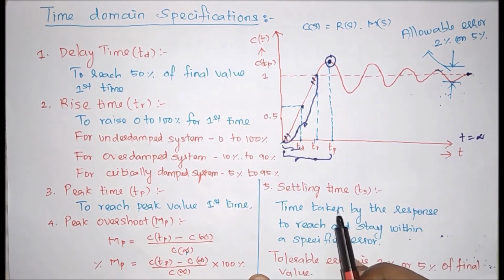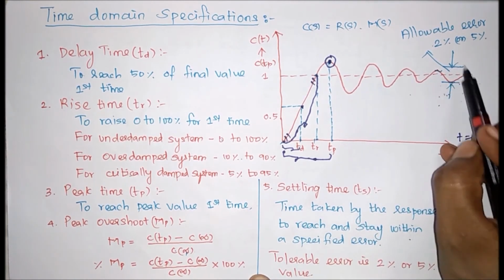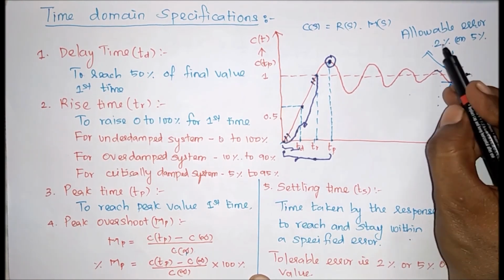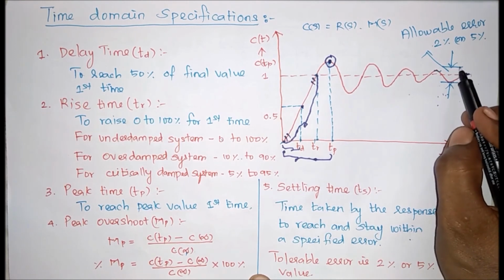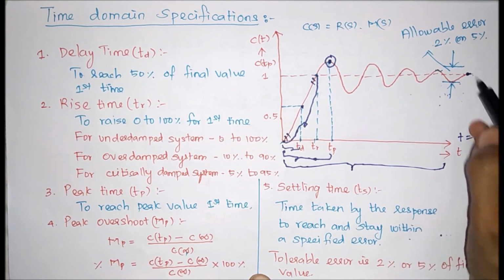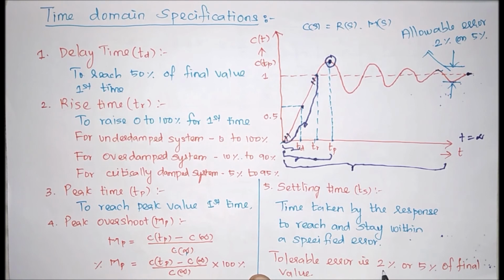It means the time taken by this response to reach a specified error and stay within its specified error. So this 2% or 5% are the specified error. Therefore the time taken from the initial point to reach the specified error is nothing but the settling time. Suppose the tolerance is 2% of final value, that we can say is one settling time. Otherwise it may be 5% of its final value. That is also another settling time with another specified error.